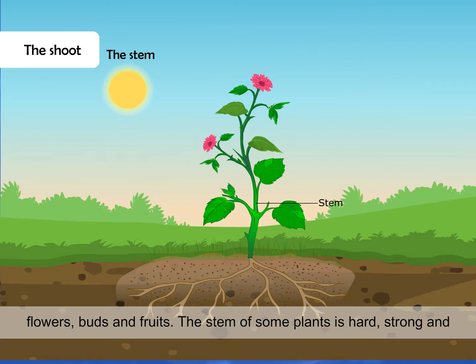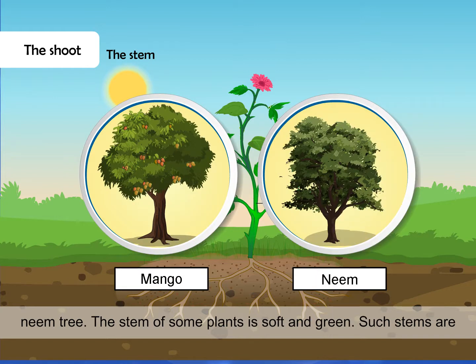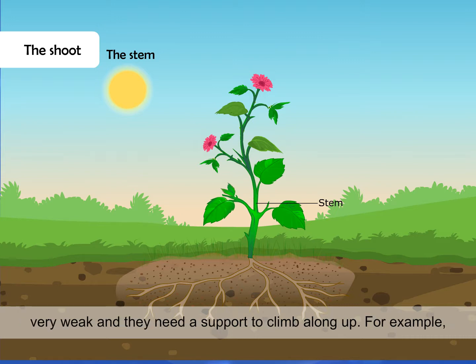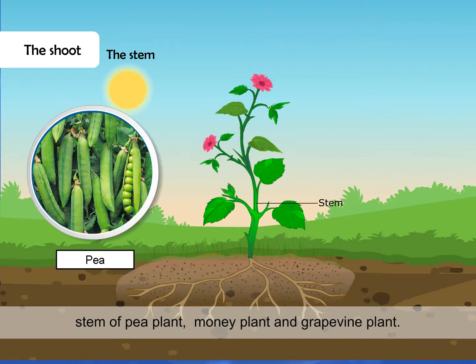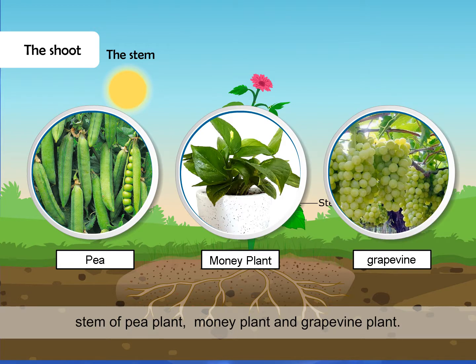The stem of some plants is hard, strong and woody. Such type of stem is called trunk. For example, stems of mango and neem tree. The stem of some plants is soft and green. Such stems are very weak and they need a support to climb along up. For example, the stems of pea plant, money plant, and grapevine plant.